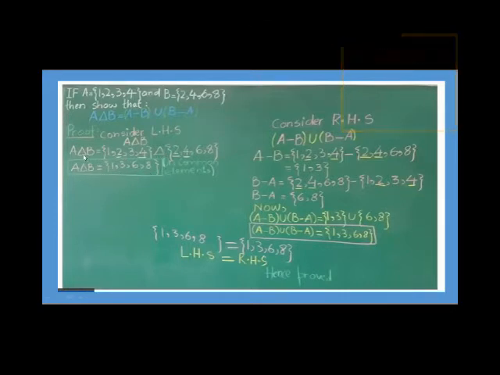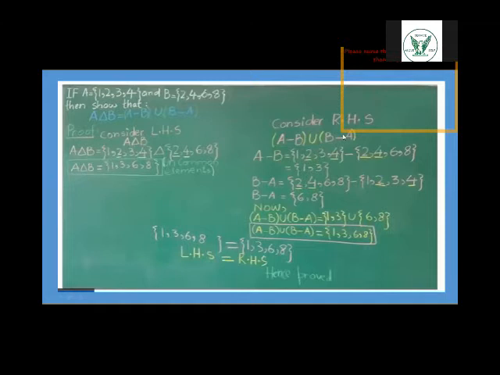So it means for finding delta, we compare the two sets, find the common elements, ignore them, and then note down all uncommon elements of both sets. So in this way, our answer is 1, 3, 6, 8. Consider the right hand side: A minus B union B minus A.